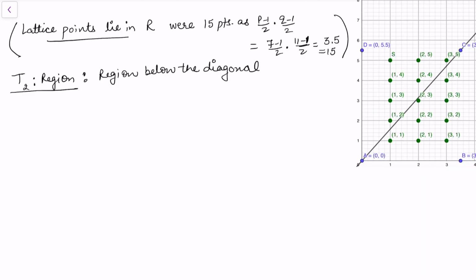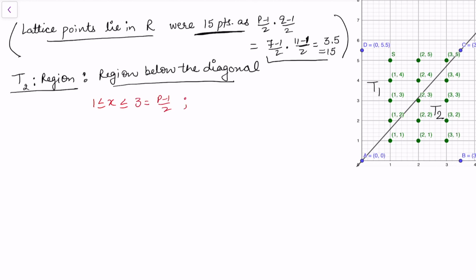So the total points in the region R were 15 points, and we have seen these 15 points correspond to when we considered p as 7 and q as 11. Now I want to count how many points lie in the region T2 and how many lie in T1. T2 is the region below the diagonal line. So when I take below the diagonal line, let's vary x. Note x lies between 1 to 3. This value was (p minus 1) by 2.